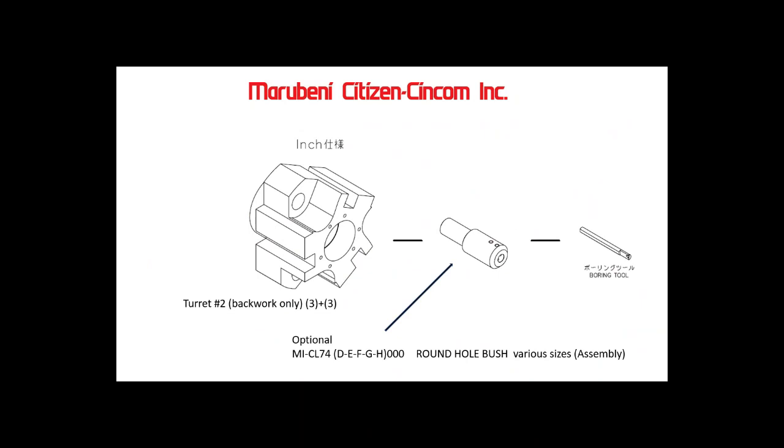Here's a close look at the small back working turret. Three ID working stations and three OD turning type tools. Optional sleeves of various sizes are available for the back tool post if required. As mentioned, the turning stations are 3/4. So these are optional units.